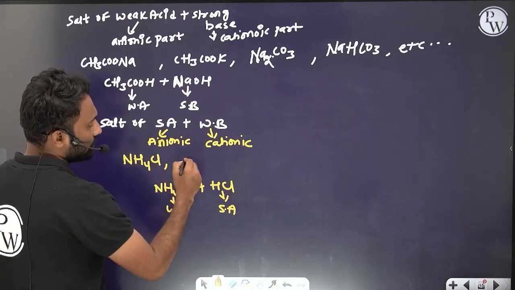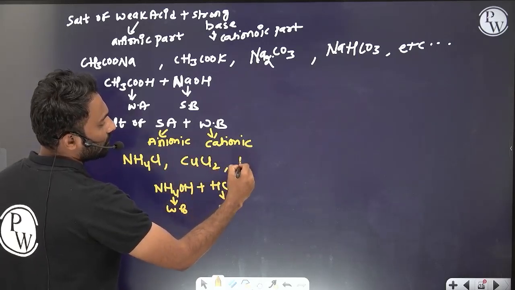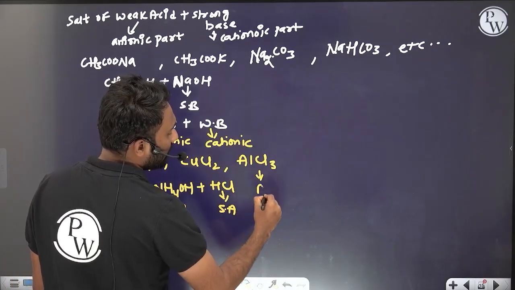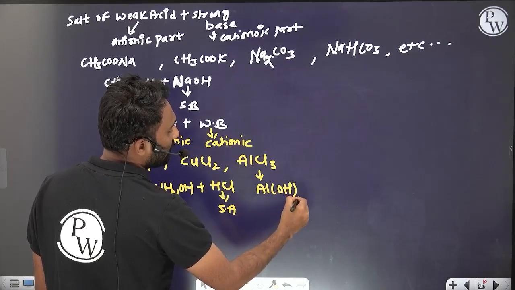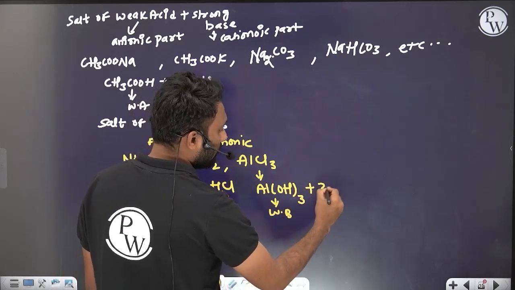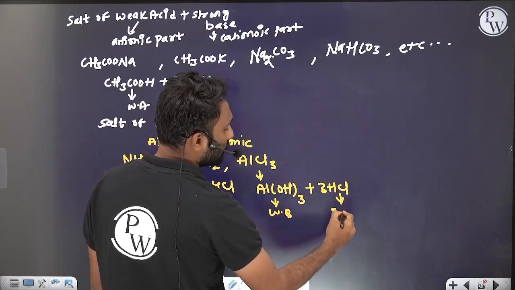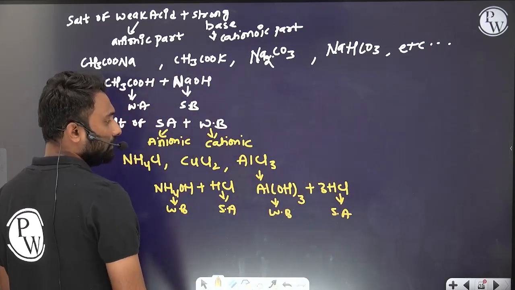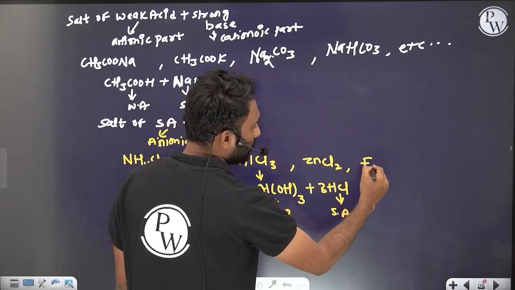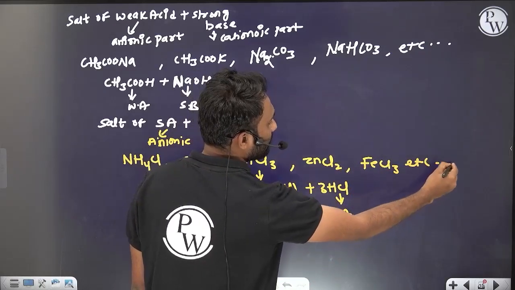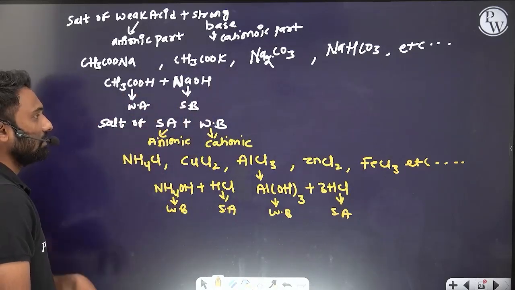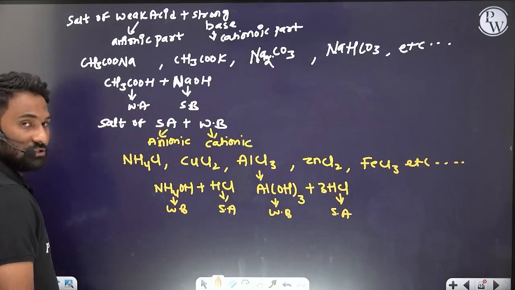Next, CuCl2, next AlCl3. AlCl3 has come from aluminum trihydroxide. This is a weak base. Now HCl is a strong acid. From these AlCl3 has come. Next ZnCl2, now FeCl3, etc. These are the salts that come under strong acid versus weak base.